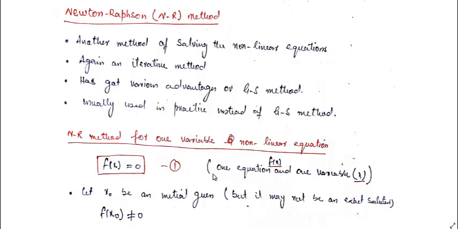So today we will start the new method of solving the nonlinear equation that is known as Newton-Raphson method. This is another method of solving nonlinear equations, and this is again an iterative method. It has got various advantages over the GS method, and because of these advantages it is usually used in practice instead of Gauss-Seidel method.